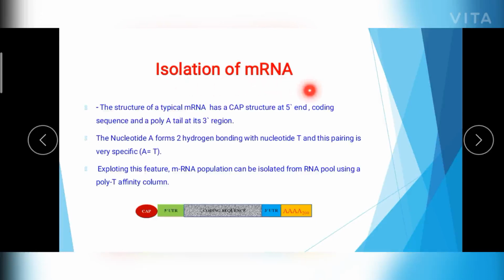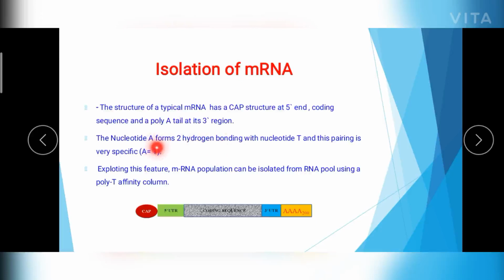So to make the complementary DNA, you first have to isolate the mRNA, the messenger RNA, from the cells. If you take the structure of the mRNA, it has a 5' cap, which is a modified guanosine nucleotide, and at the 3' end a poly A tail, that is, adenosine nucleotides repetitively present. The 5' and 3' ends contain untranslated regions, and in the middle portion is the actual coding sequence for the protein. This is how a typical mRNA looks.